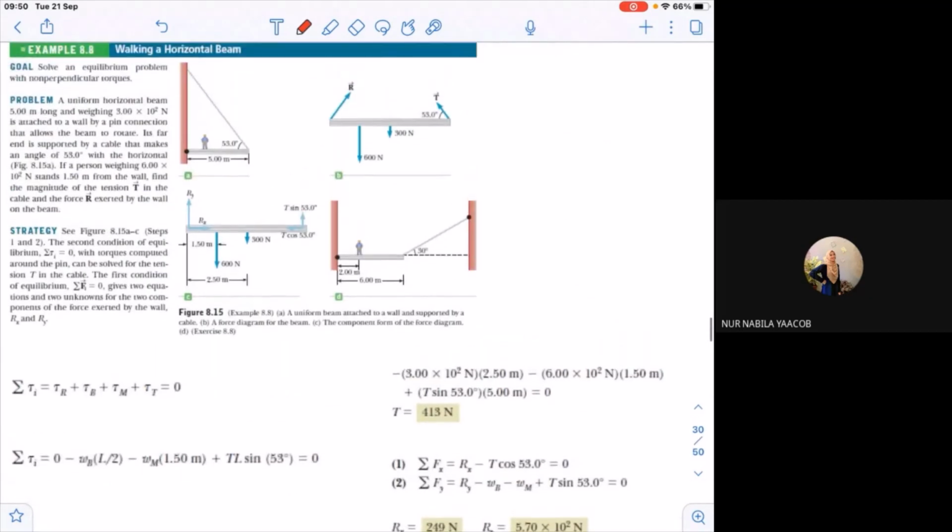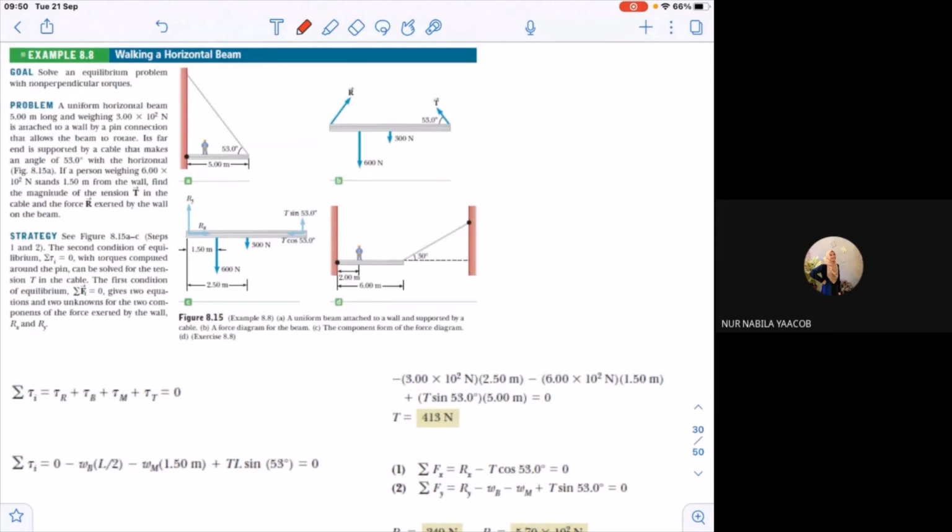Okay, we may look at some situations here. Okay, it's about walking a horizontal beam. A uniform horizontal beam 5 meters long and weighing 300 Newton is attached to a wall by a pin connection. Maksudnya ada pin connectors tu that allows the beam to rotate. So beam tu sebenarnya boleh move around. Okay, boleh rotate ke atas, ke bawah. Sebab dia hanya pin saja.